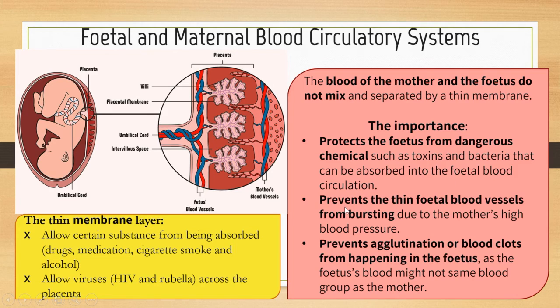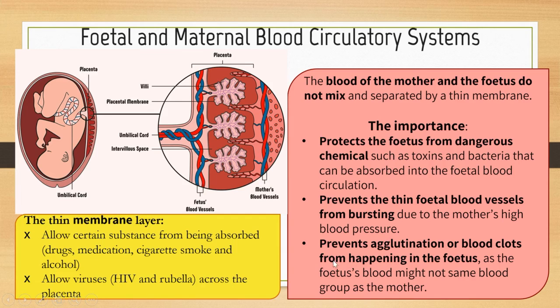Okay, second one, it will prevent the thin fetal blood vessels from bursting. If the blood of the mother and the fetus mix together, it will cause the bursting of the fetal blood vessels, because the fetal blood vessel is very tiny, so it will easily burst. So by having a thin membrane, it will prevent the thin fetal blood vessel from bursting due to the mother's high blood pressure.